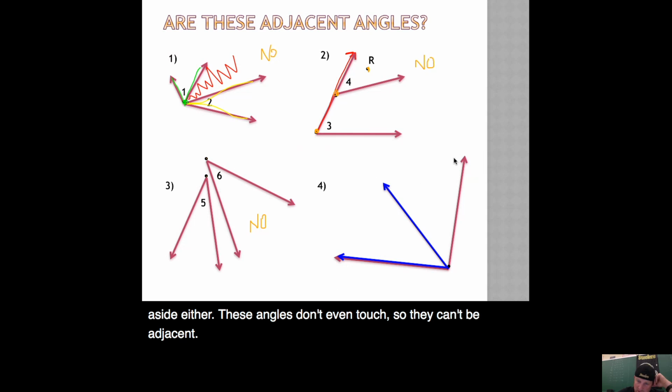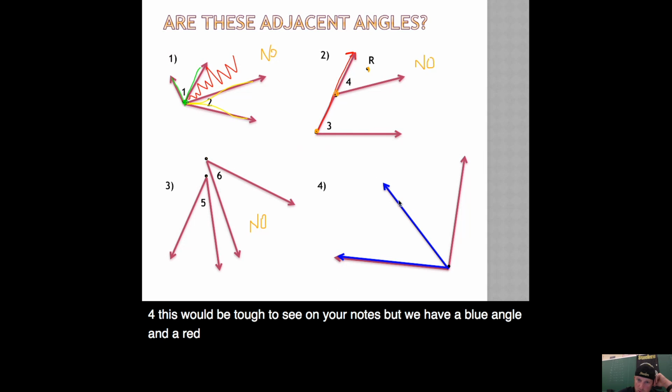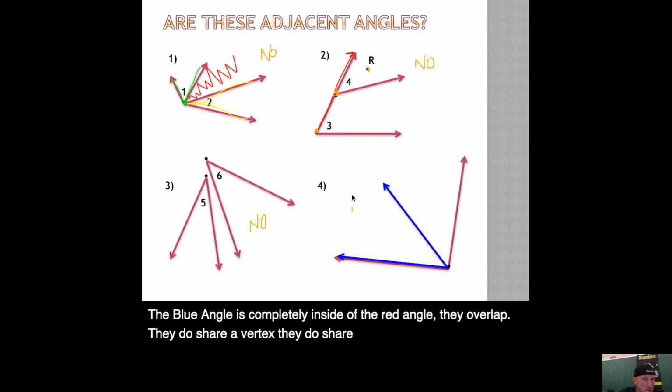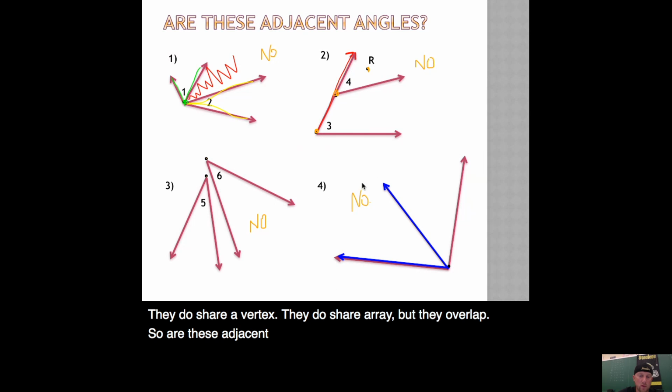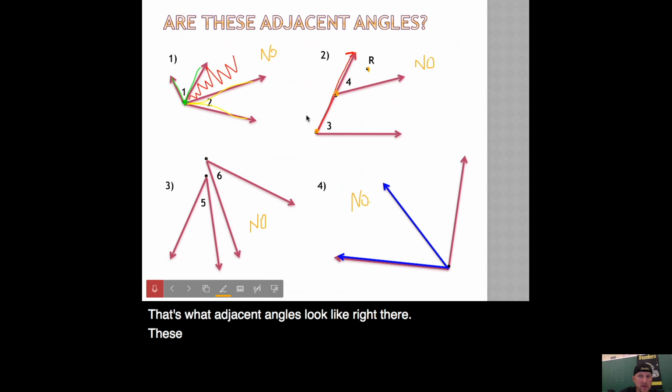Number 4, this would be tough to see on your notes, but we have a blue angle and a red angle. The blue angle is completely inside of the red angle. They overlap. They do share a vertex. They do share a ray, but they overlap. So are these adjacent angles? No, for all of them. That's what adjacent angles look like right there. These are examples of what adjacent angles are not.